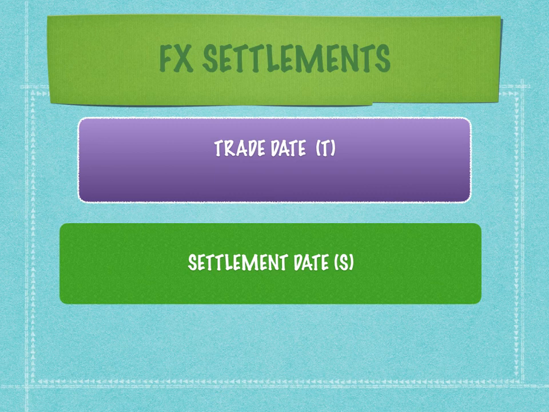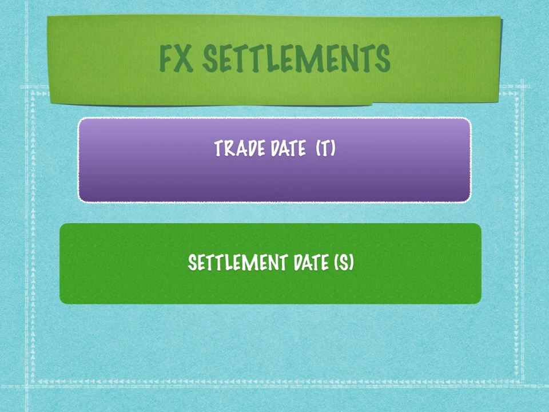The settlement date is denoted by the alphabet S. So the trade date is when the two dealers negotiate the price at which they are willing to buy or sell the base currency, how much of it they're going to sell, and what is going to be the settlement date.